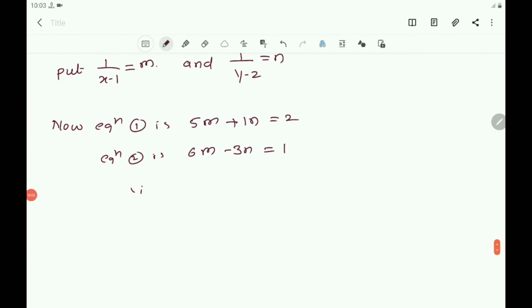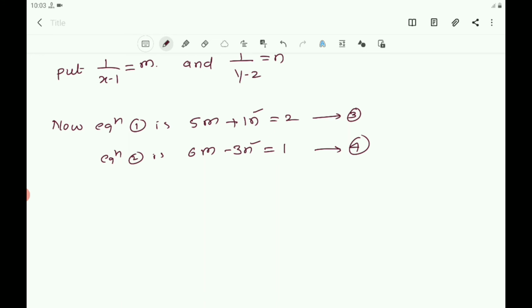Now let us consider this as equation 3 and this as equation 4. Now try to eliminate any one of the variables. To eliminate a variable, we know that the variable must have the same coefficient, so verify the coefficient of each term in both equations. Here you can observe that in the first equation n has the coefficient 1, and in the second equation n has the coefficient 3, that is minus 3.